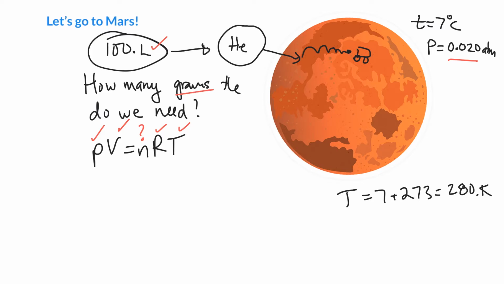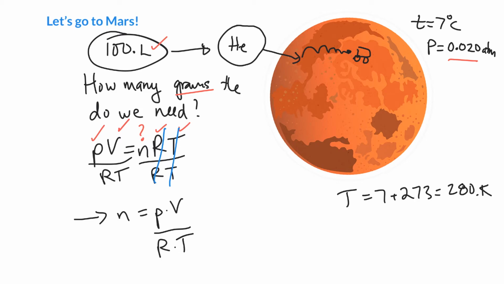So we can certainly find the number of moles, and we can find the number of moles by dividing both sides by RT. That gives us n, and if we divide by RT, the R's and the T's go. So that tells us that n is equal to P times V over R times T. Let's go ahead and find the number of moles, and then we'll see how that's related to grams in a second. So we can go ahead and plug in.